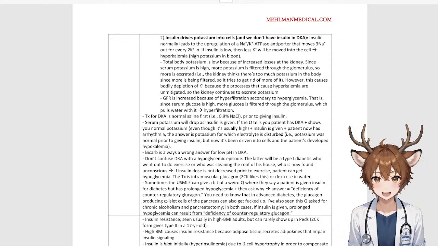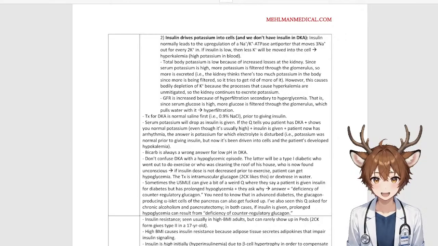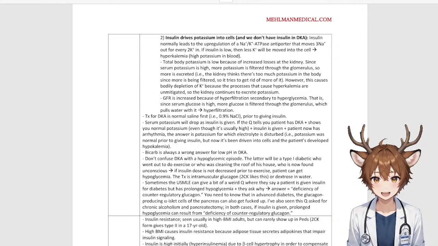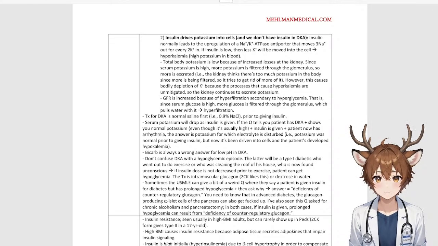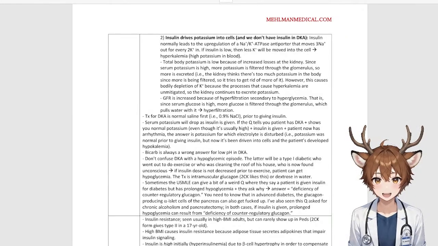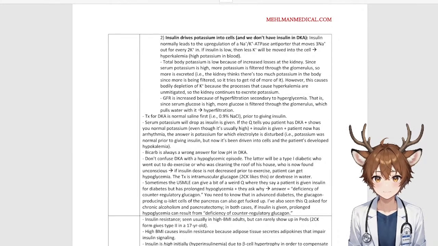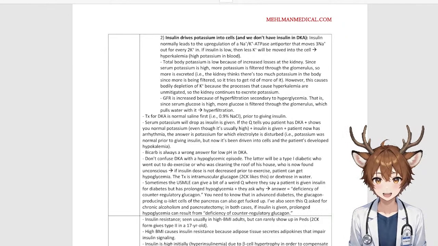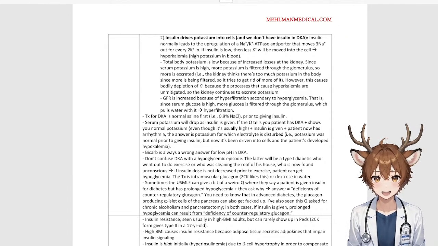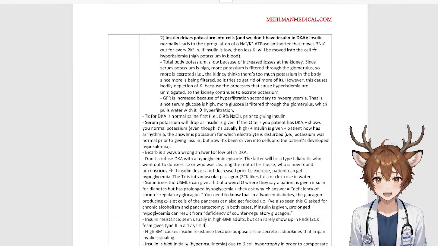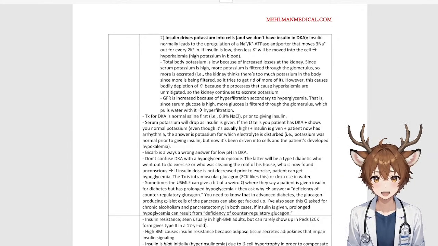Treatment for DKA is normal saline first, that is to say 0.9% sodium chloride, prior to giving insulin. Serum potassium will drop as insulin is given. If the question tells you the patient has DKA, shows you normal potassium even though it's usually high, insulin is given, and the patient now has arrhythmia, the answer is potassium as the disturbed electrolyte. That is to say, potassium was normal prior to giving insulin, but now it's been driven into cells and the patient has developed hypokalemia.